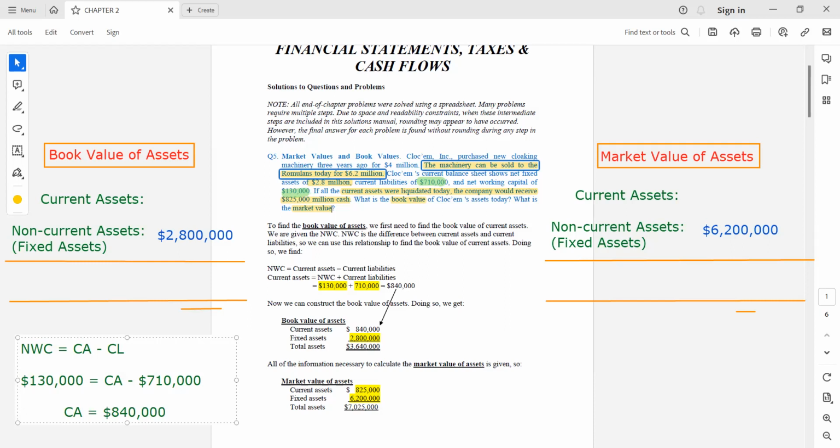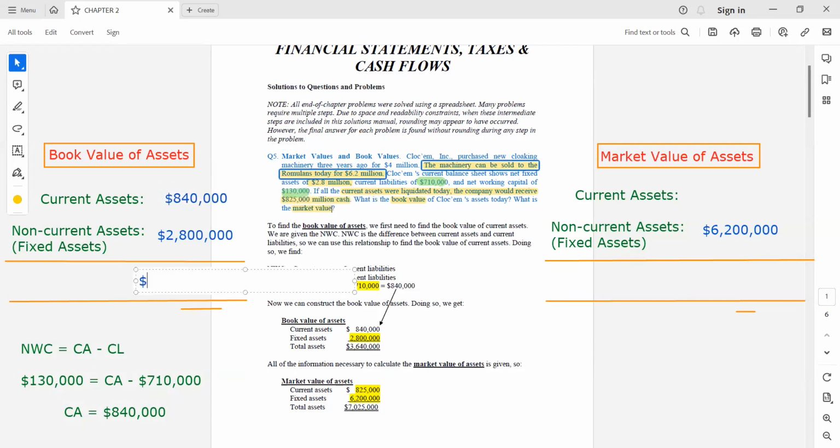$840,000. So what value is it? Book value, because it's in the balance sheet. Okay, so we put that in over here. 840,000. Okay, so for book value of assets, we can calculate already.